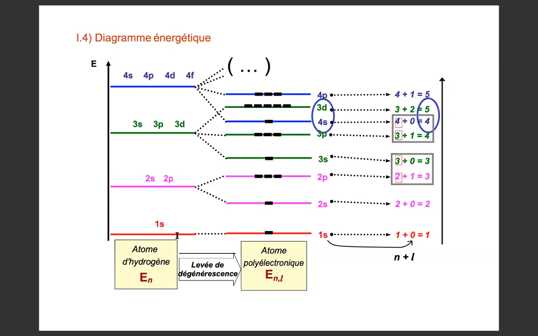The first shell, which is the K, has a subshell which we're calling 1s. The second shell, which we're calling L, has two subshells: the 2s and the 2p. The following one has a 3s, 3p, and 3d. The last one continues up to positive infinity, and it has the 4s, 4p, 4d, and 4f. Is it clear?